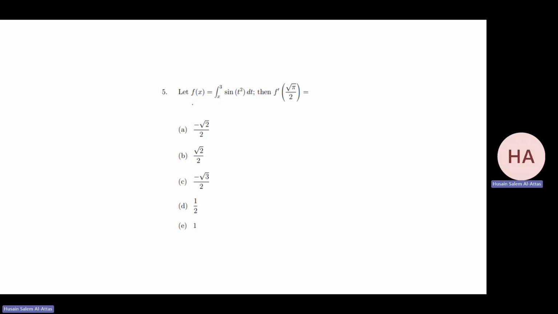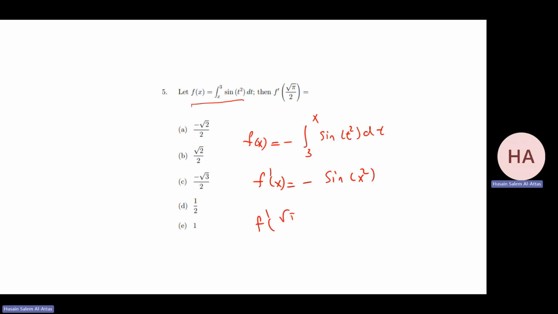Yeah, this is a derivative, fundamental theorem of calculus. First, I need to rewrite it. That will be minus integral from 3 to x of sine t squared dt. So it will be f prime, it will be minus sine x squared. What do they want? They want f prime of square root of pi over 2. And that is minus sine pi over 4. Square root of square, that will be pi over 4, which is minus square root of 2 over 2, which is this.